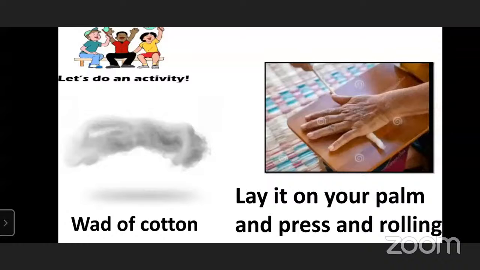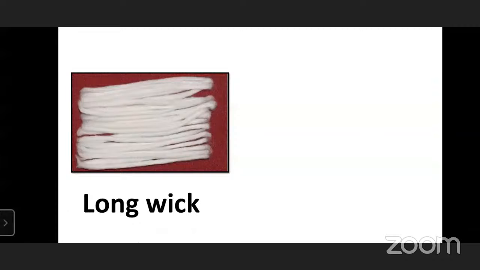What will we get at the end? This type, isn't it? You must have seen. This is called a wick. Okay, if you stretch it more, it will become a long wick. You must have seen your mama or your daddy using this for lighting a diya. Okay, for lighting a lamp, we use this type of wick. So see, children, in this way, the thread is made.